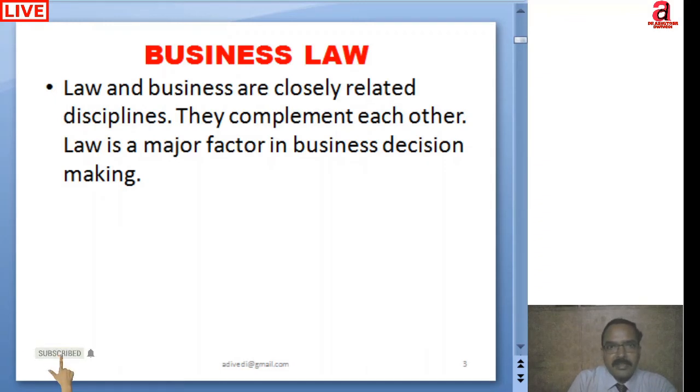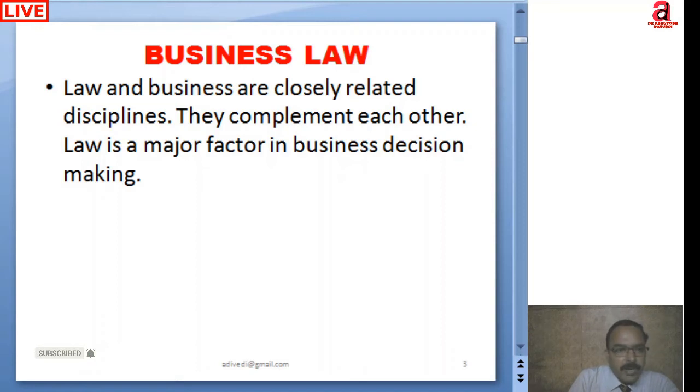Now let's understand the term business law. Law and business are closely related disciplines. They complement each other. Law is a major factor in business decision making. Almost every aspect of business is regulated by law. Sometimes the law may require a business to provide certain facilities to its employees even when the contract does not provide for them. For example, labor law for Provident Fund, PF, ESI, that is Employee State Insurance, etc. Law is the foundation for the regulation of all business conduct and decisions.